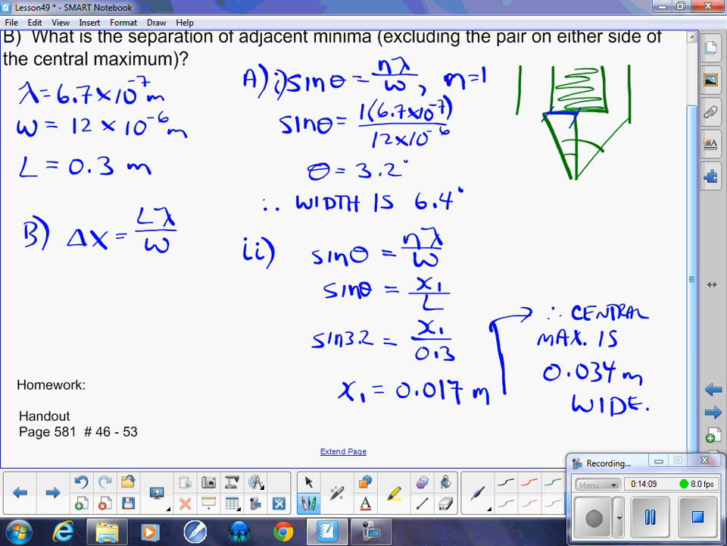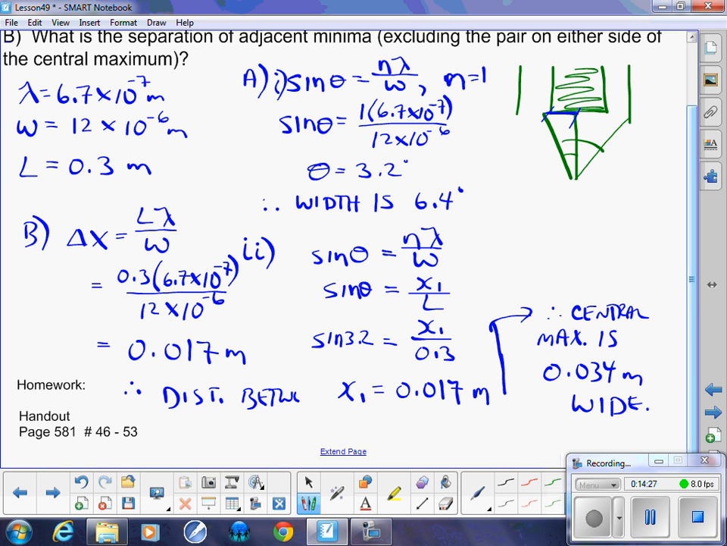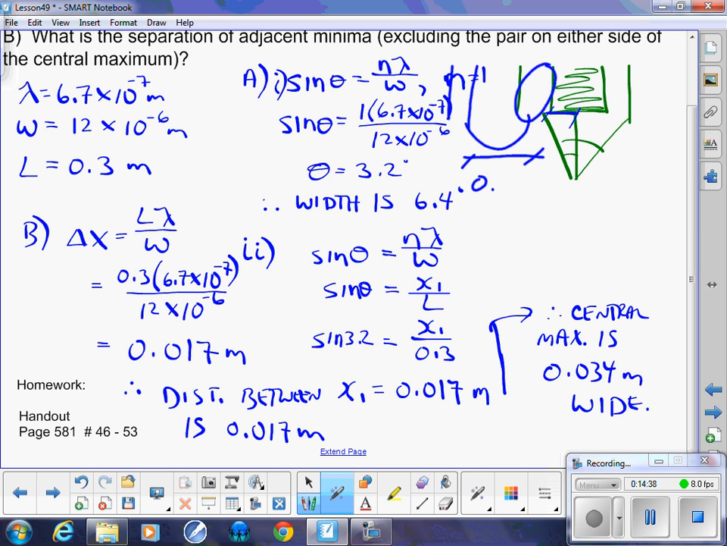L lambda over w. So 0.3, 6.7 times 10 to the negative 7 over your 12 times 10 to the negative 6 calculates to 0.017 meters. So therefore, distance between minima is 0.017 meters. So over here tells you the distance from this dark one to the next dark one is 0.017 meters. And there we are.